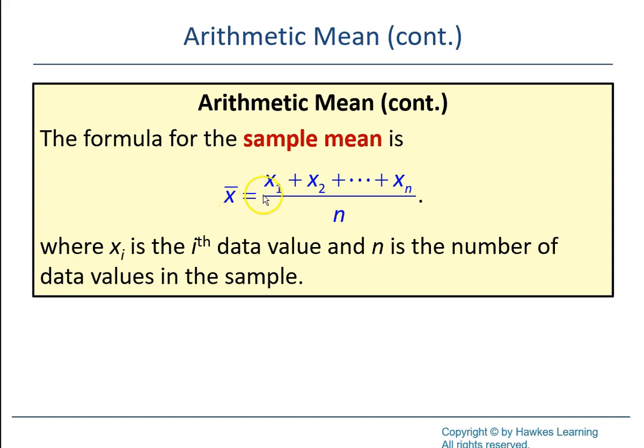Now, this gives you what is called the sample mean. And this formula, you should be writing these in your notes, is x bar, and it is done pretty much the same way. Take all your items of data, add them together, and then divide by the number of items in your sample.